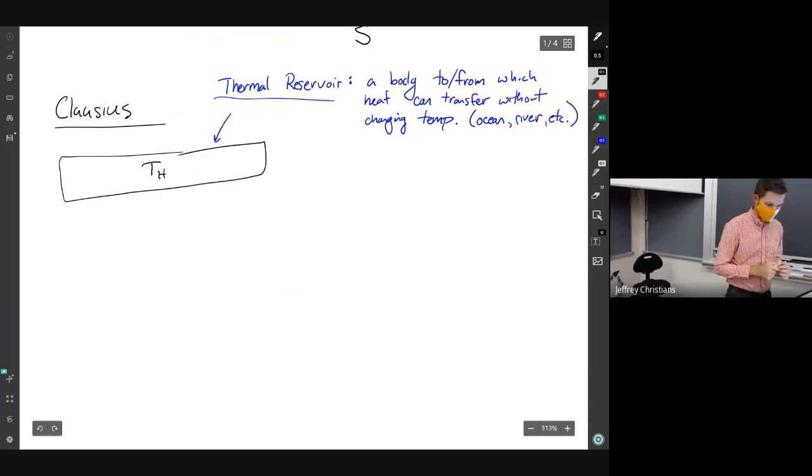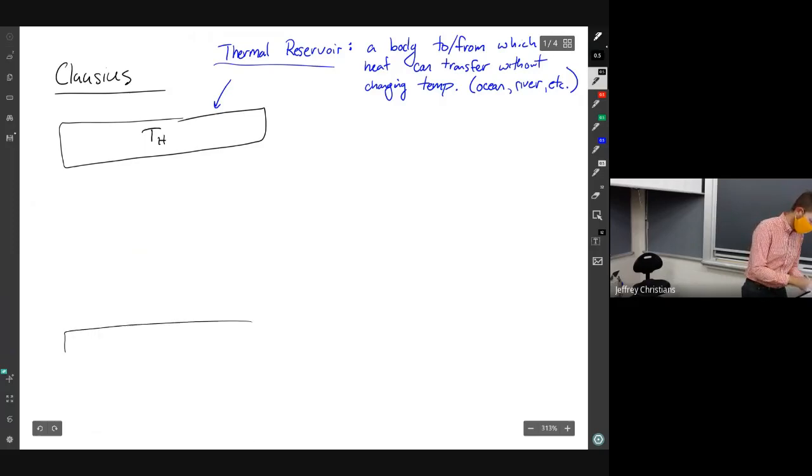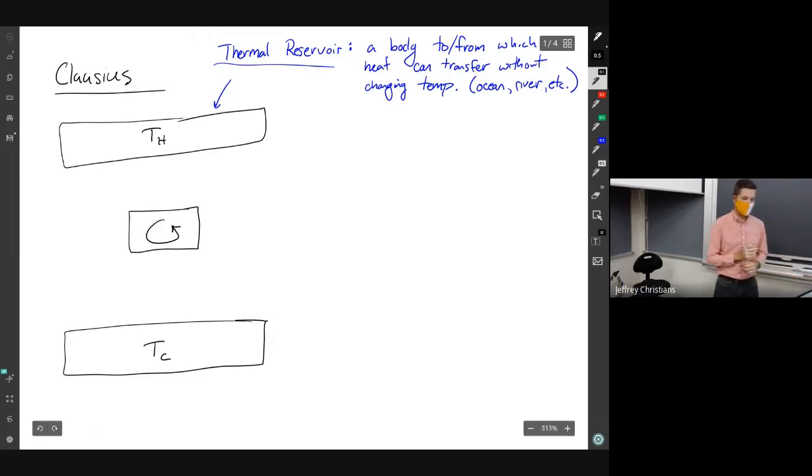Okay, so not to get too distracted. We have something hot, and down here at the bottom, we have something cold. And what Clausius said was we can't have some black box here, which is operating in a cycle. I'll put a little cycle arrow in the middle.